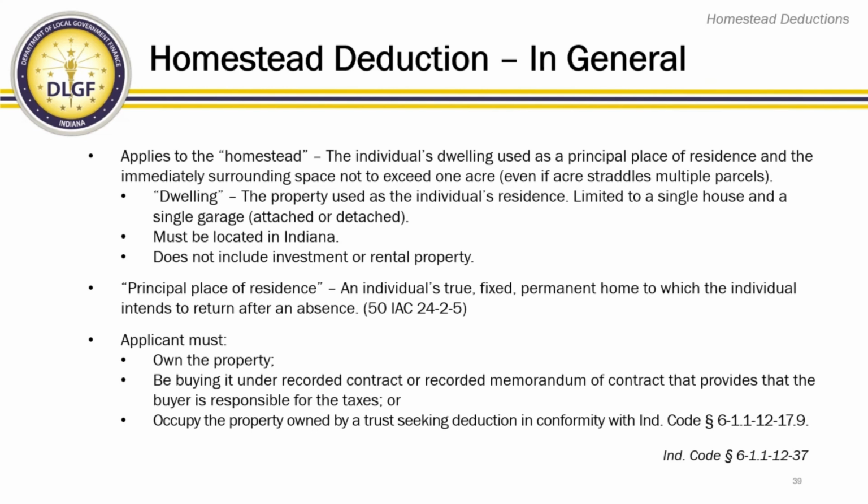Principal place of residence has been defined under the Department's Administrative Rule 50 IAC 24-2-5 to include a true, fixed, and permanent home in which the individual intends to return after an absence. I know in an earlier slide there was reference in the over 65 deduction to somebody who was in a nursing facility, and that status of receiving medical care did not disqualify them from the deduction. In this case, that also applies for the homestead deduction. If there is an intent from the individual that owns the property to return to the home at some point in the future, it would be considered their principal place of residence.